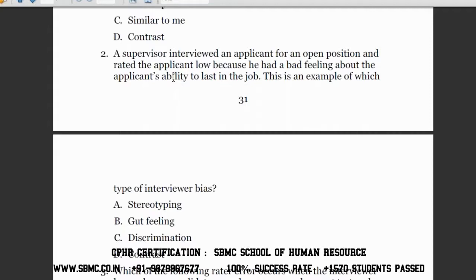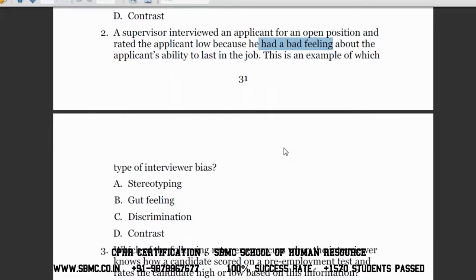This is C. What is C? Discrimination. Who has given the answer? Steffi, did you give the answer? The answer is C, discrimination. No, dear, you both are wrong. The answer is gut feeling. Bad feeling, gut feeling means a feeling. Correct, it's a gut feeling. Please don't get discouraged, just read the question carefully and give the answer accordingly. There are keywords. Next.